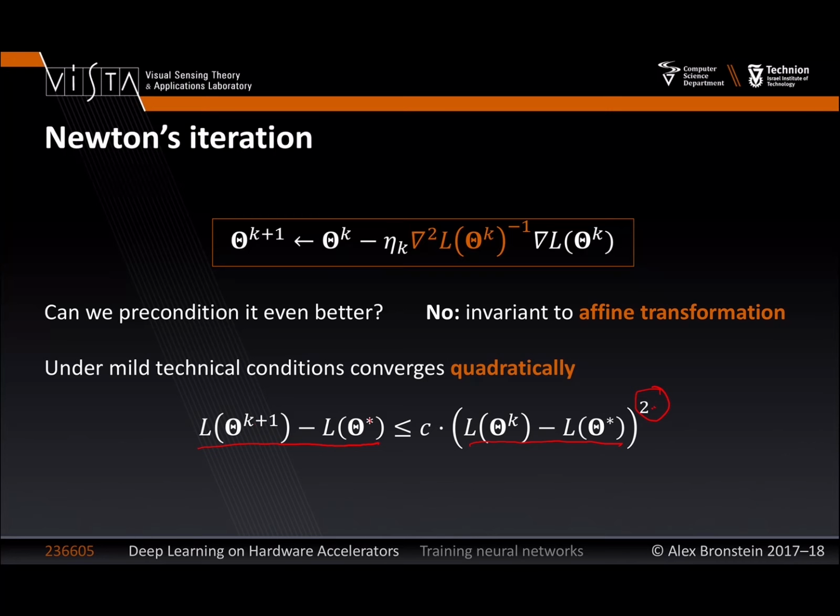So on a semi-log plot, when Newton iteration goes close to the minimum, then suddenly the value of the optimality gap, of this distance, will drop quadratically to 0. Okay, so it converges very fast.